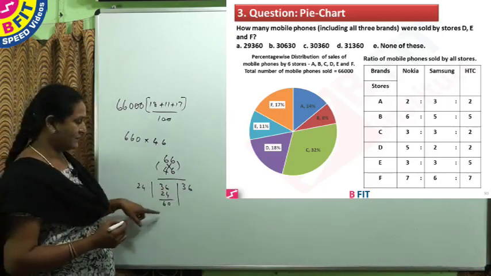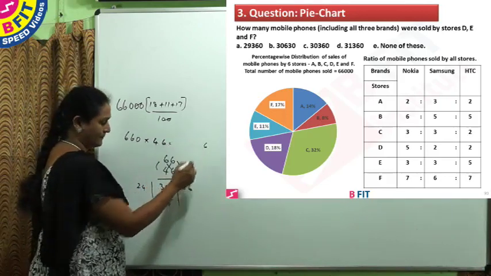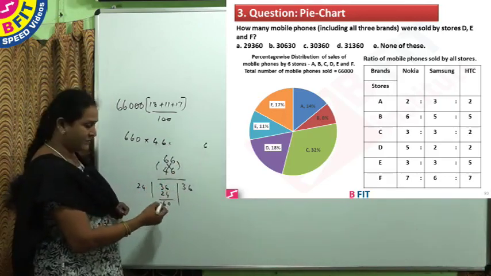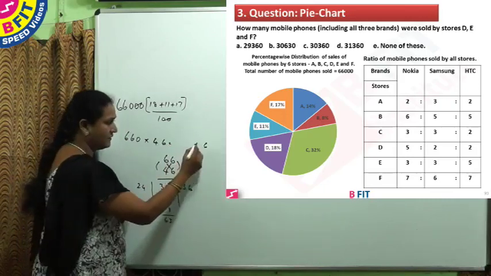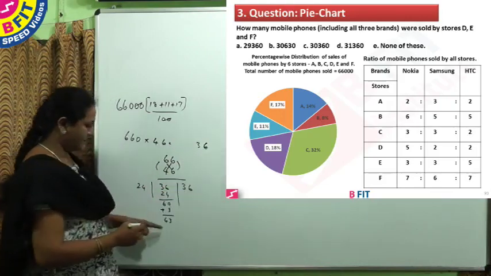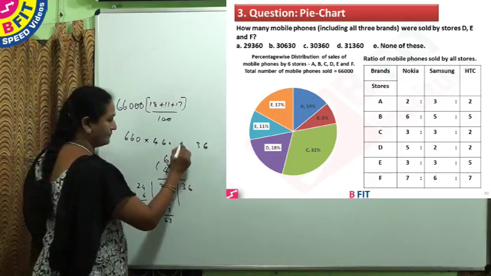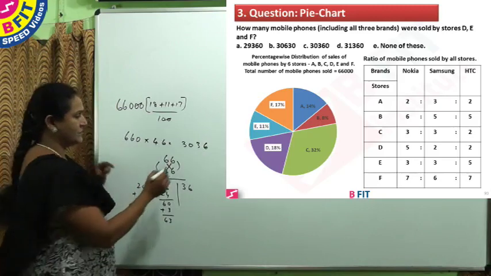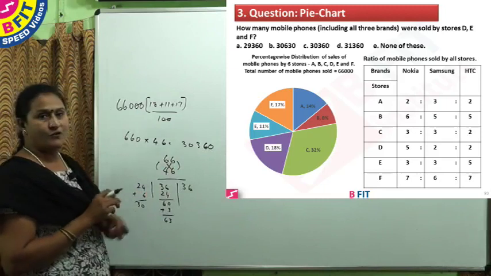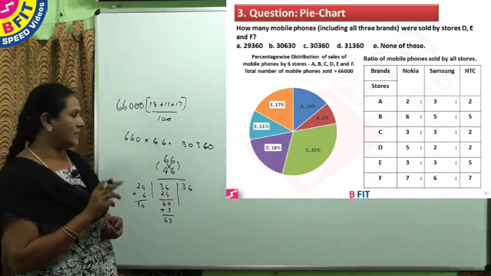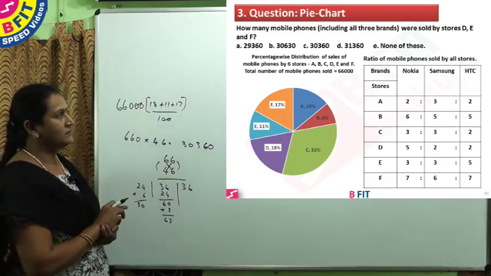We will collect the answer. A single digit in each term. So write this 6. 3 is added with 60. We have 63. So write this 3. And 6 added with 24, it is 30. And we have the 0. So we'll write the 0. So the total number of phones sold by these three stores D, E and F is 30,360. And now which will be the option?